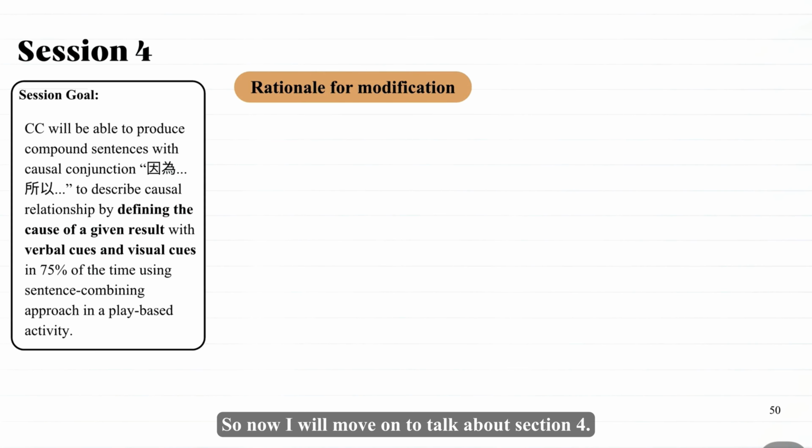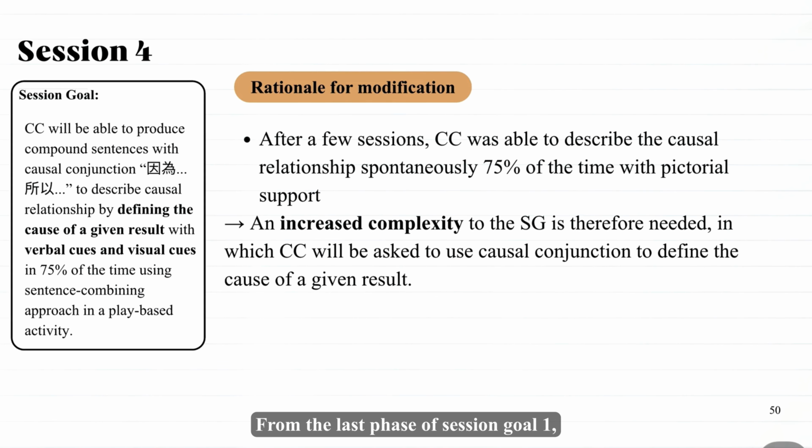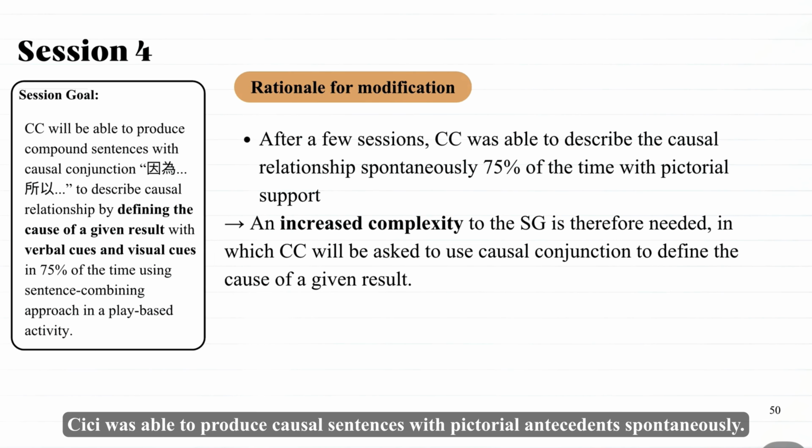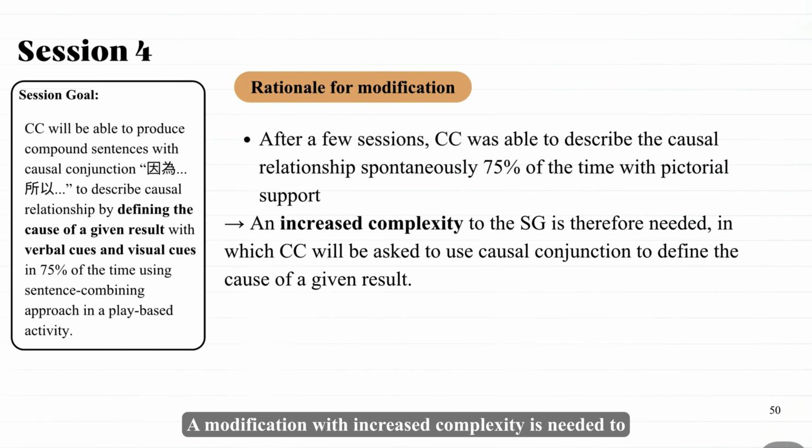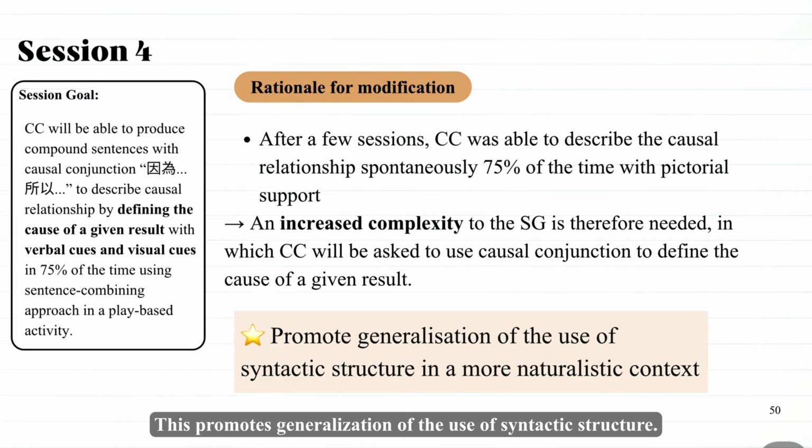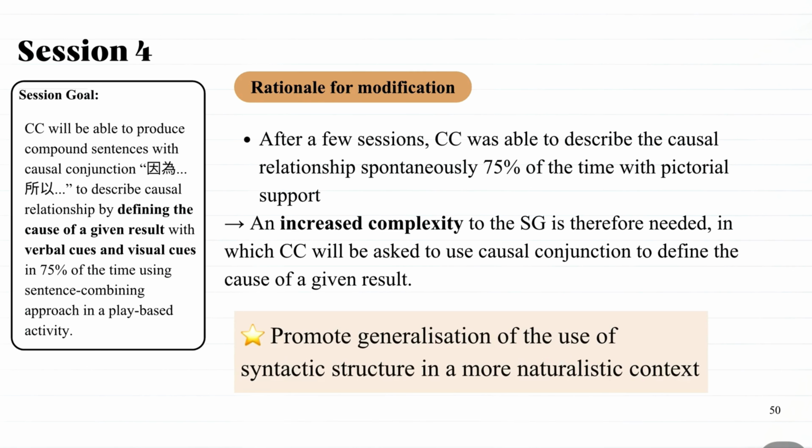So now I will move on to talk about session 4. From the last phase of session goal 1, CC was able to produce causal sentences with pictorial antecedents spontaneously. A modification with increased complexity is needed: remove the consequence choosing part and ask her to define a valid reason for a given result instead. This promotes generalization of the use of the syntactic structure.